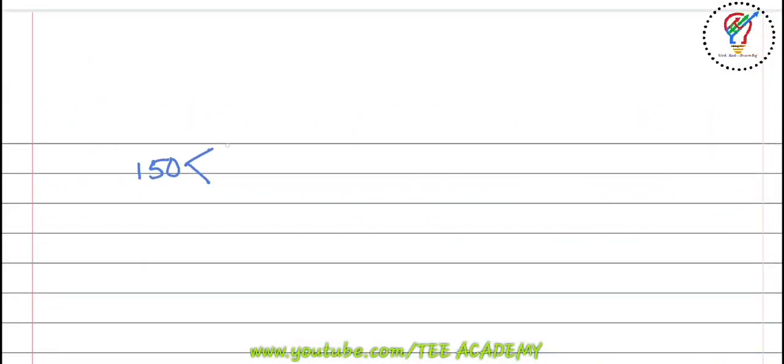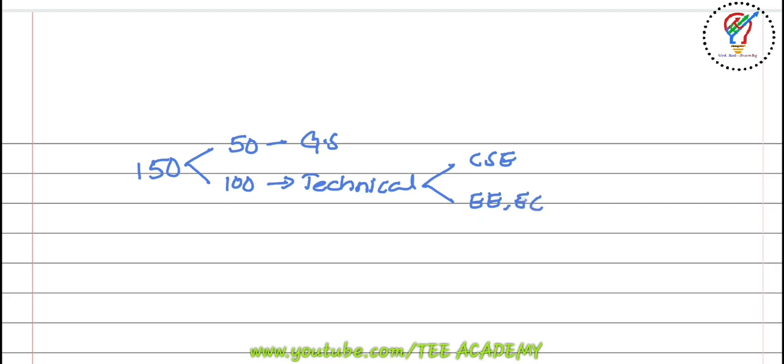Among the 150 questions, 50 questions are from general studies and current affairs, and the remaining 100 questions are purely technical. In the technical subjects, we again divide into two branches: computer science engineering, and electrical and EC. A little part is EC and the major part is triple E. When you compare CSE and triple E, CSE will have the major part.